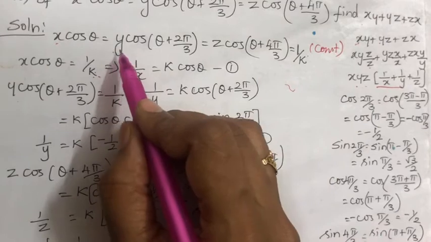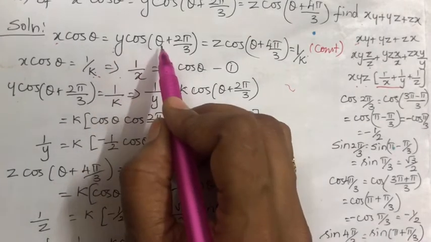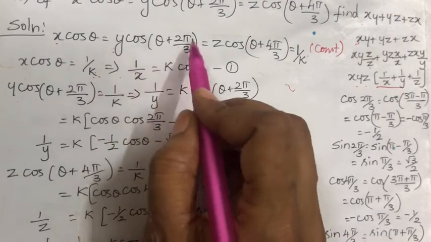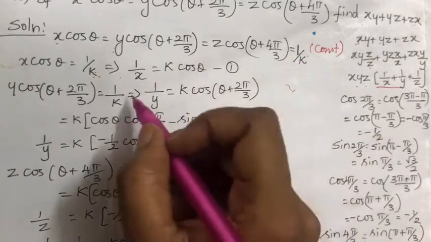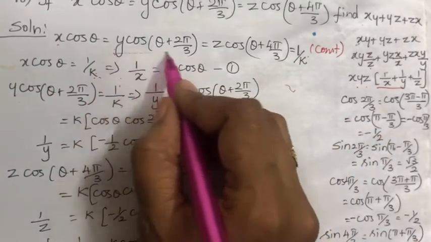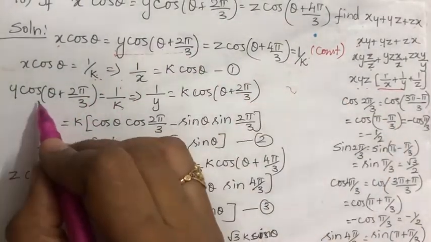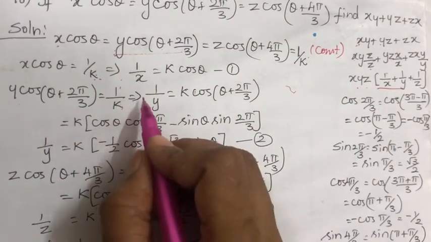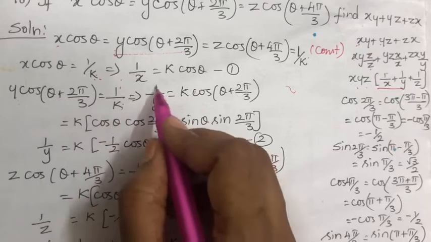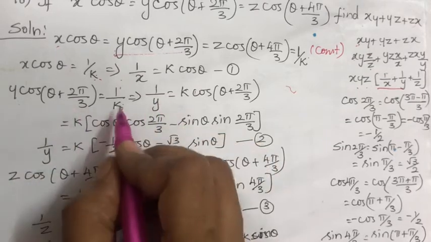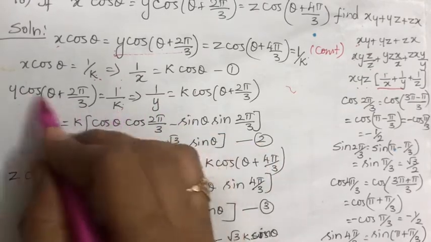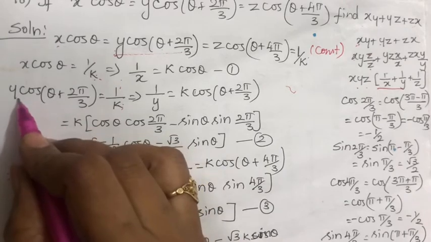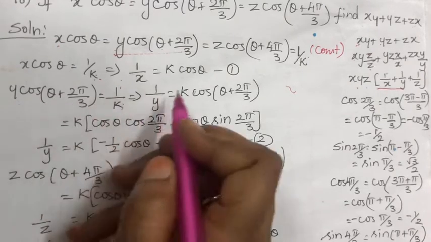Now let's take the other one. y cos (theta plus 2 pi by 3) is equal to 1 by k. This equals this one. So y cos (theta plus 2 pi by 3) equals 1 by k. That implies 1 by y is equal to, k will go there and y will come here, cross multiplication, so k into cos (theta plus 2 pi by 3).